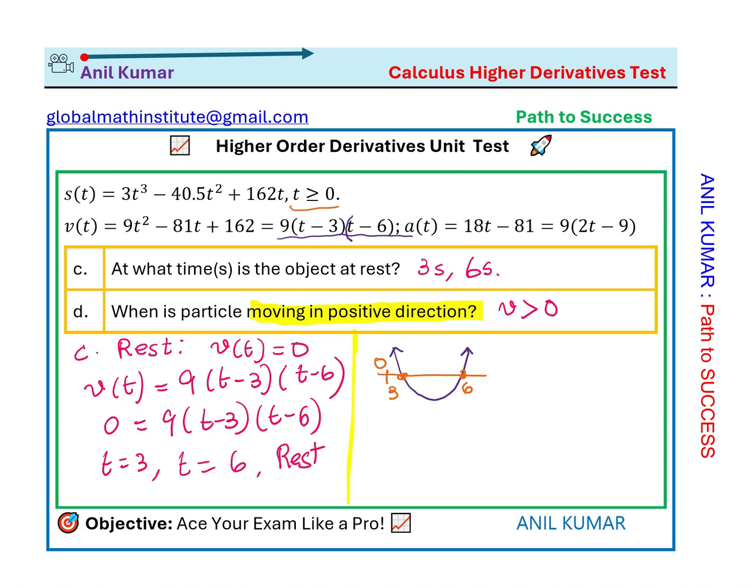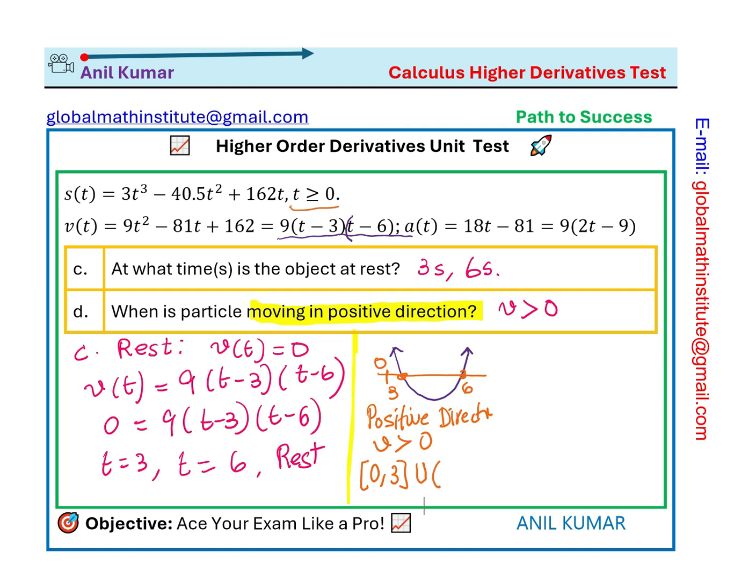So we can say positive direction means velocity greater than 0 is from 0 to 3, correct? And then from 6 onwards, right? So we can write 6. We can include 6 also, right? But not infinity. So that is how we can answer this part of the question. So it is very easy to use the graph, especially if you are working with quadratic or linear graphs, right? You don't have to make a table of values.